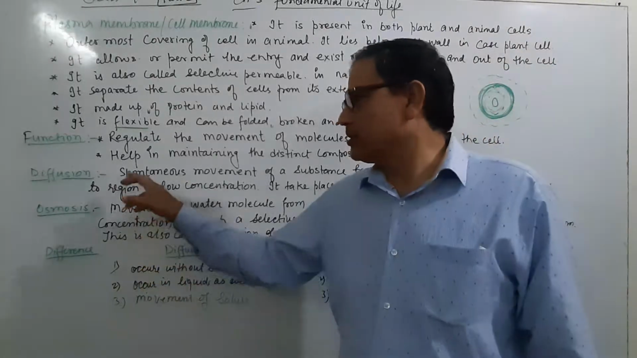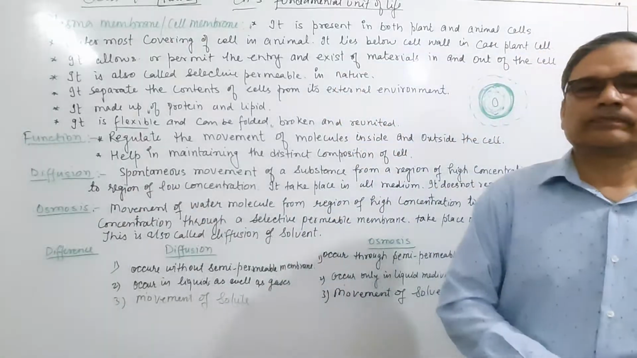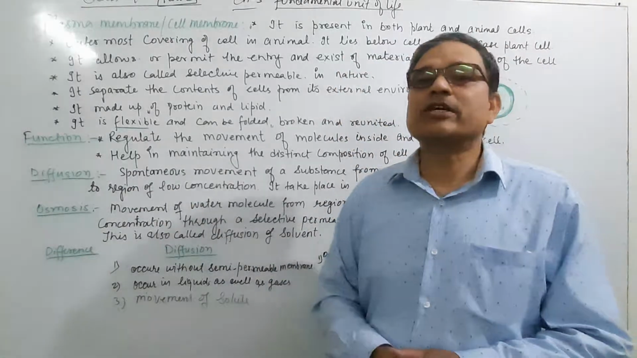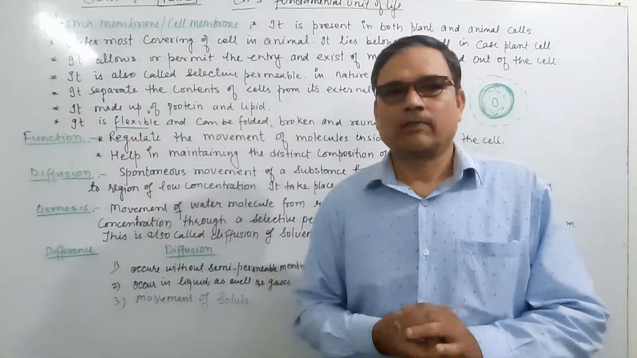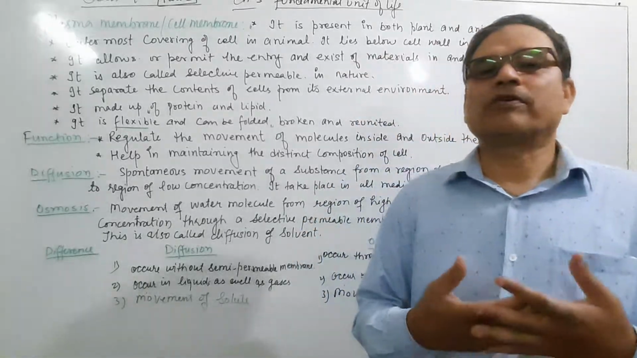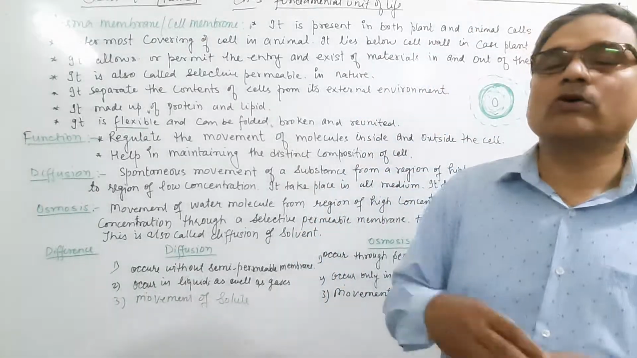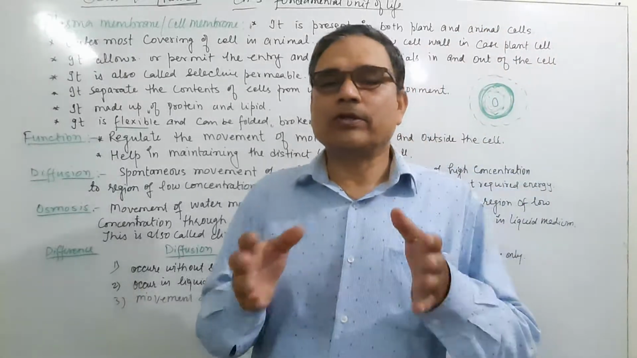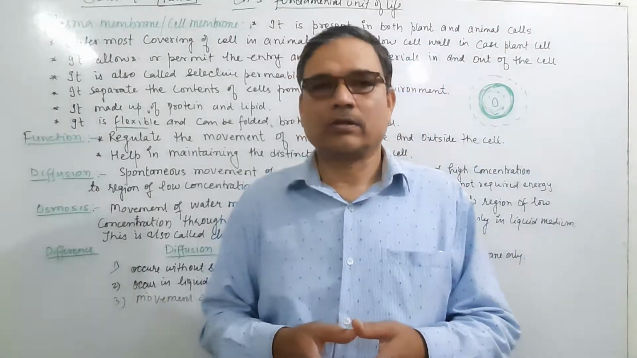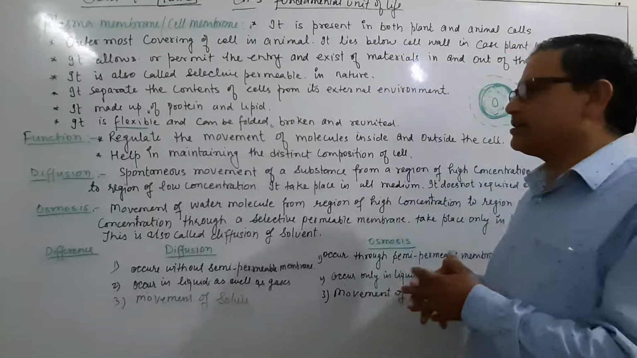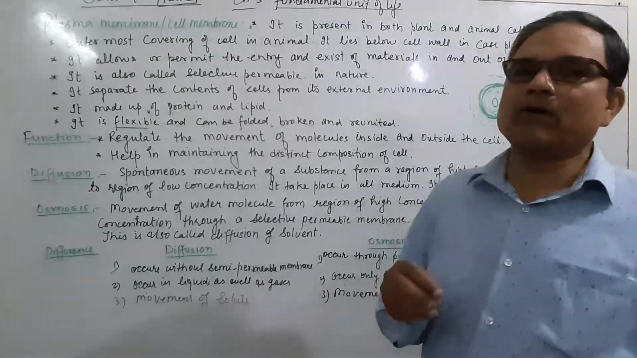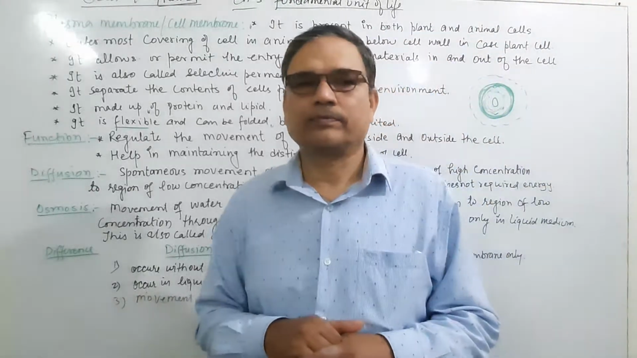But in the case of this example, diffusion means exchange of gas, like CO2 or O2 in the process of photosynthesis. Whereas osmosis is applicable only for the movement of water.